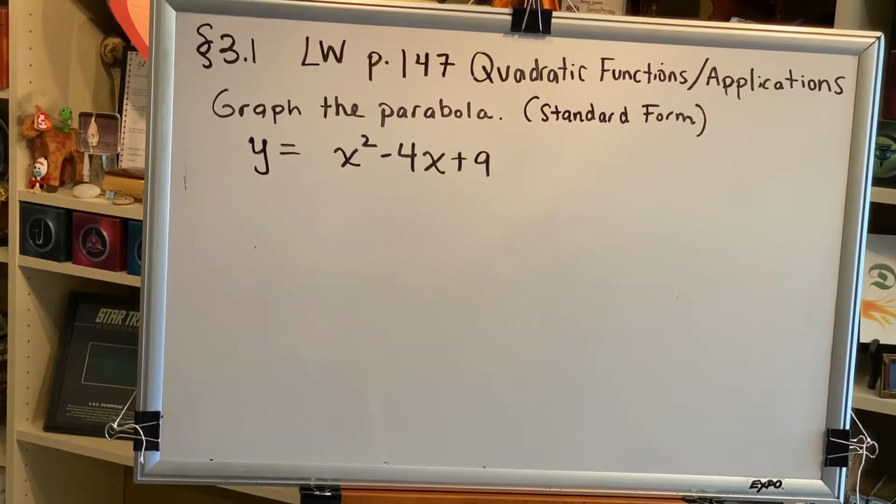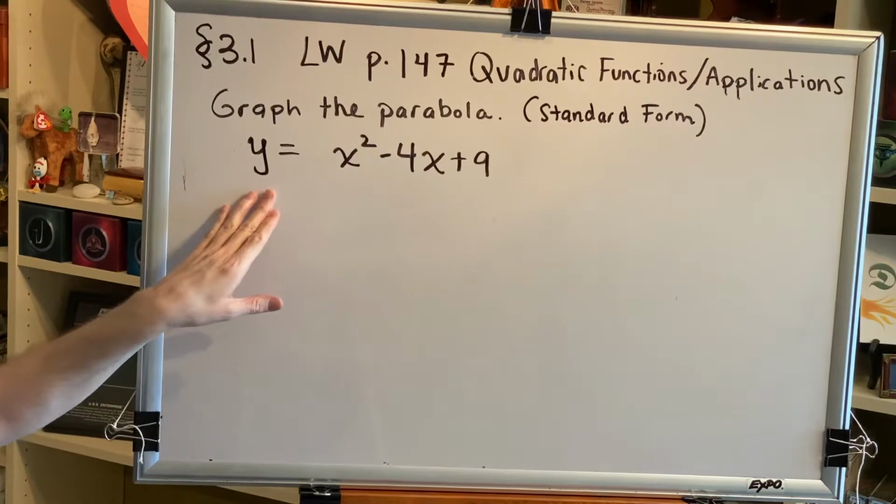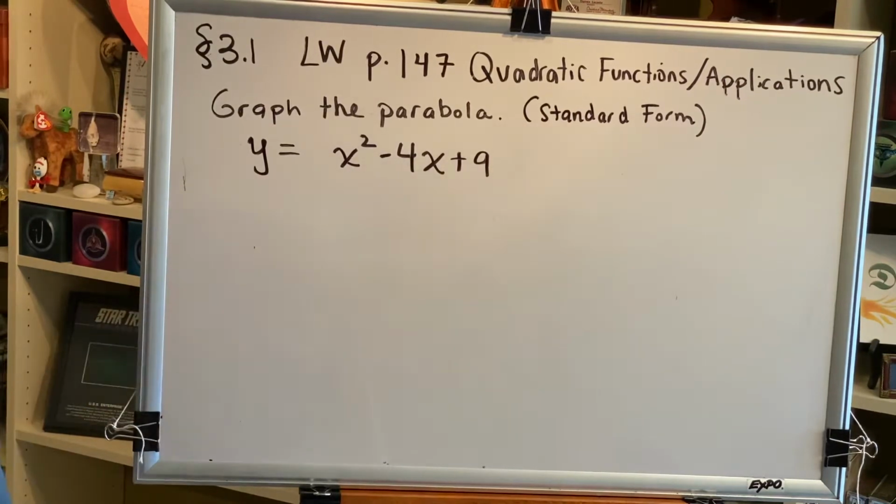Please open in your learning workbook to page 147. We're now going to solve an example problem. Graph the parabola in standard form, y equals x squared minus 4x plus 9.